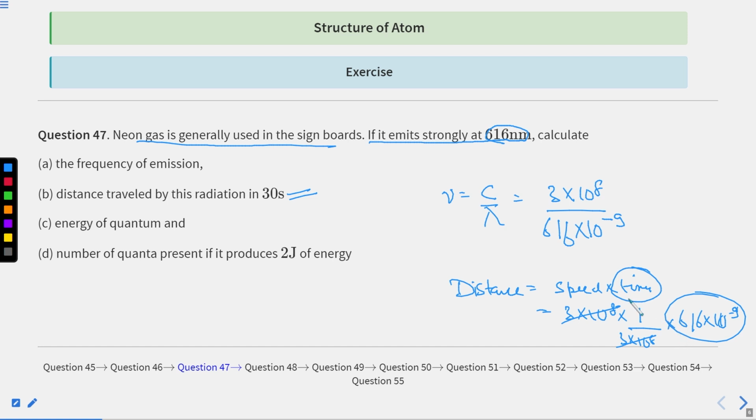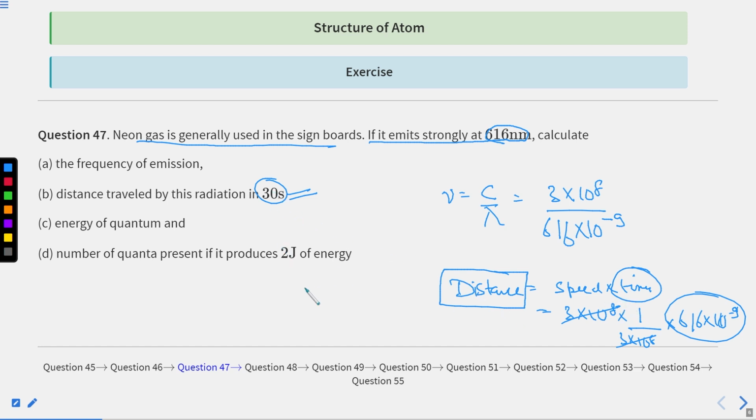And it is said that we have to calculate it for 30 seconds. So this is the distance that is traveled in, say, completing one wavelength. Now we have to calculate it for 30 seconds.